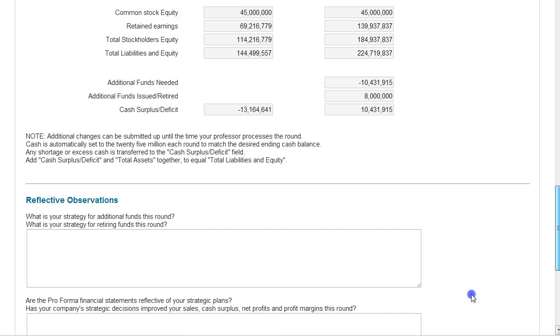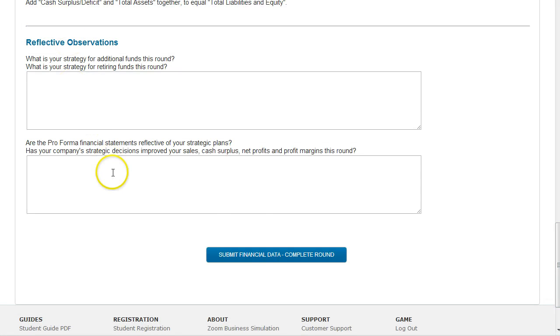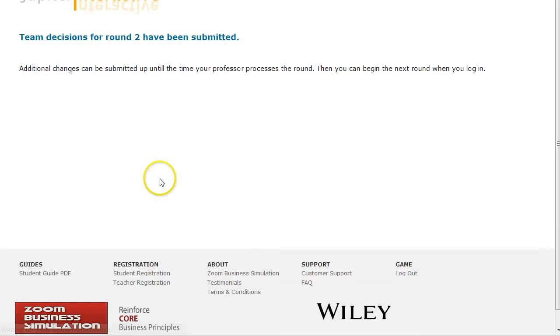Okay, so you would fill out these reflective observations here, and I'm going to submit my data for round two. And now my round two decisions have been submitted, and I'm ready to compete. I have to wait for everybody else to complete theirs before the round gets processed. And that's sort of an overview of how to interpret the results of the simulation, and some ideas on how to improve your score. Remember, you're running a company here to maximize shareholders' wealth.